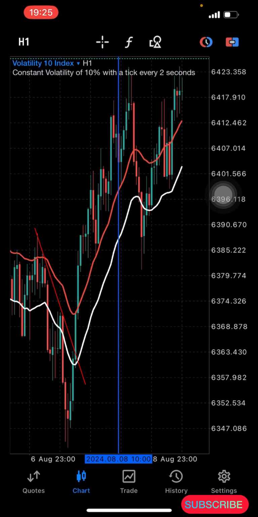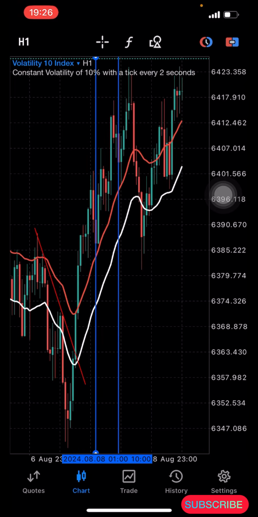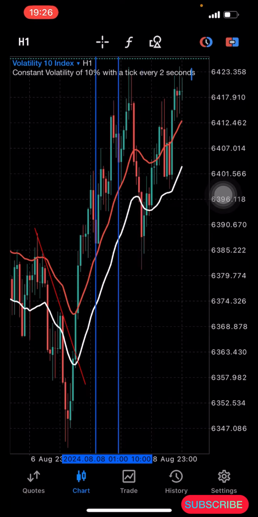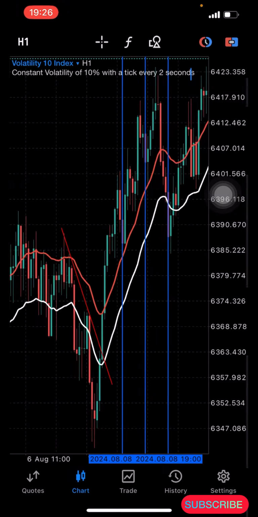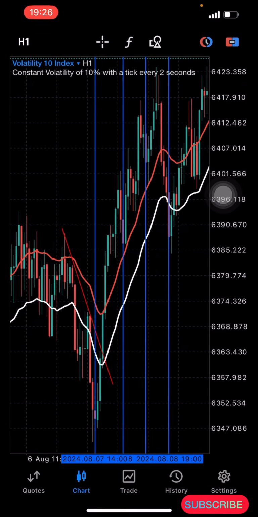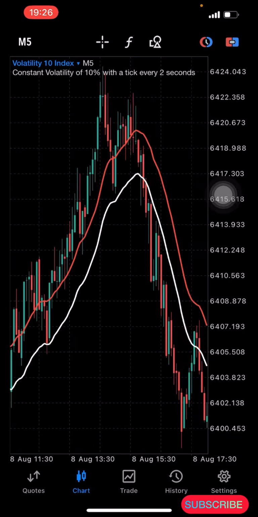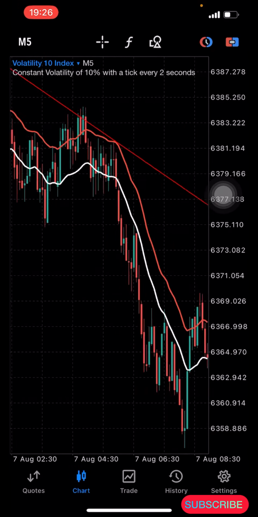Mark this one. Let's mark this one again, and then same thing happened here. Let's mark this one. And then let's mark this first one here. Now let's go down to the 5 minute time frame. That's where we are going to be using for our entry. In this case, let's go to the first one, the fourth one. All right, so this is the first one I marked.